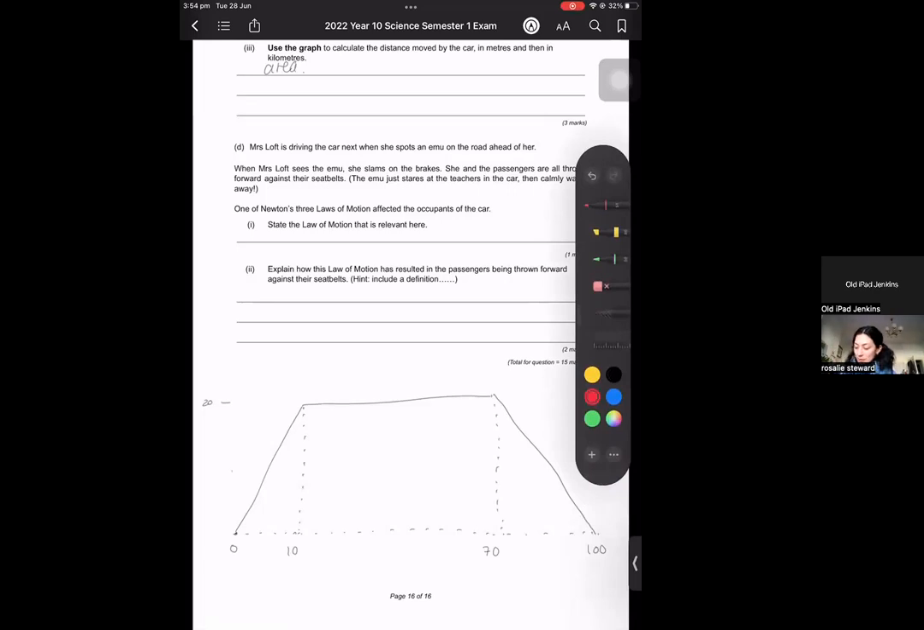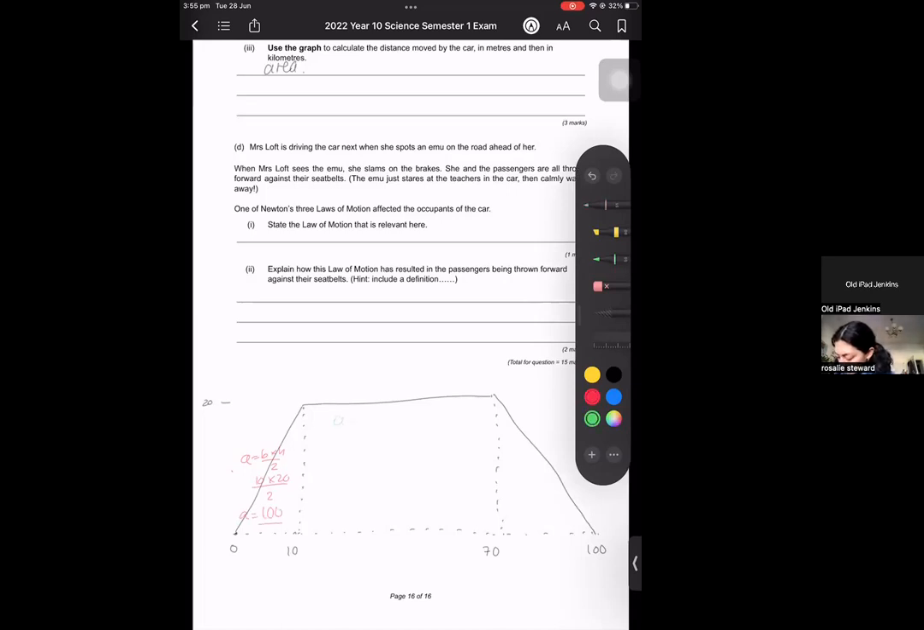Okay, so this is a triangle. The formula for a triangle is base times height over 2. The base is 10, the height is 20, divided by 2. 10 times 20 is 200, divided by 2. Area equals 100 units.